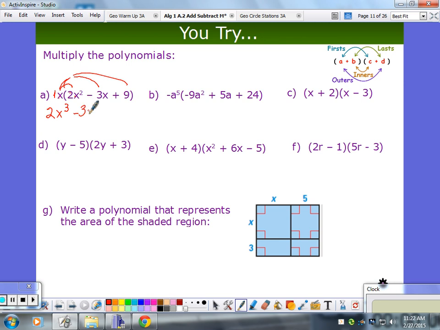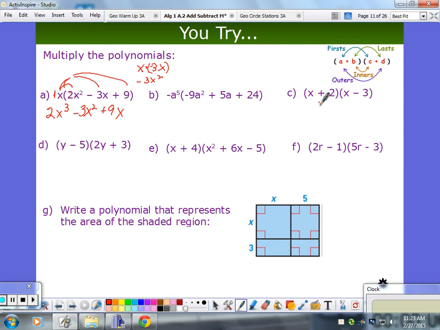X times negative 3x. Negative 3x squared. I want everybody out of autopilot because you're confusing when to add and when to multiply. You are multiplying an x times a negative 3x. So it's a 1 times a negative 3, which is a negative 3, and x times an x is an x squared. So slow down. You're not in a big rush. Let's really think about it. X times 9. 9x. I like the pause. Okay? I'm going to let you do this one. You're going to be careful with this negative.